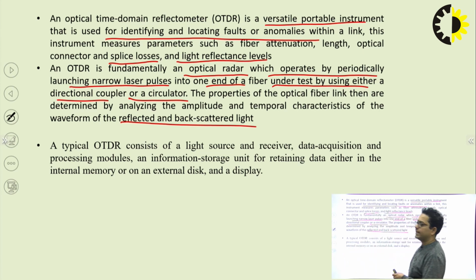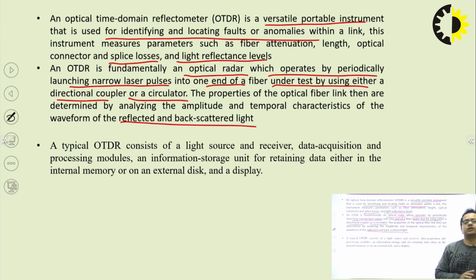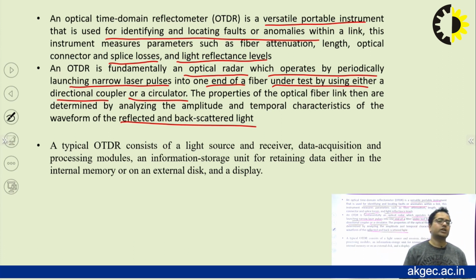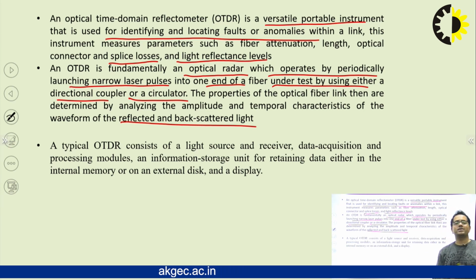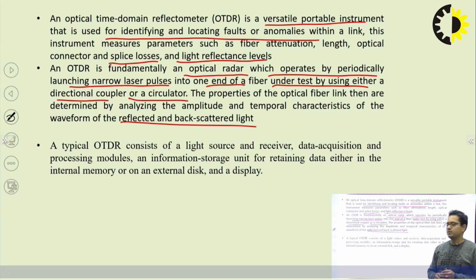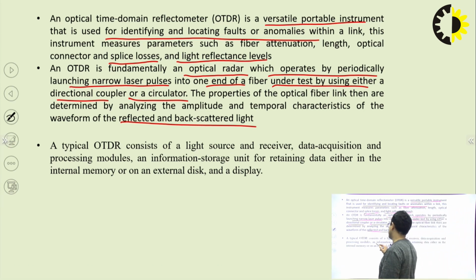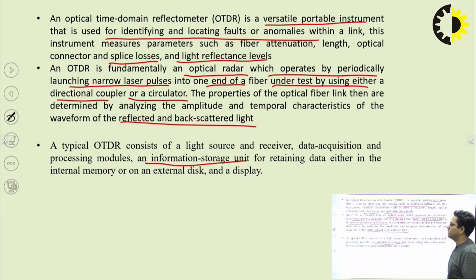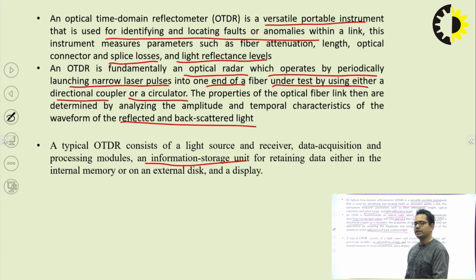The OTDR basically consists of a light source and a receiver, as well as data acquisition and data processing modules. An information storage unit is also there for retaining the data, either in internal memory, or an external memory facility is also provided with the OTDR module. And there will be some screens for visualizing the reflections.